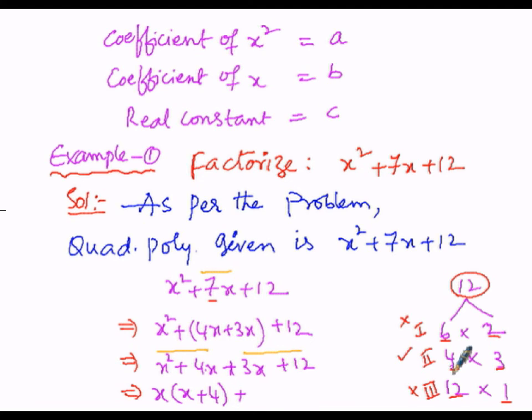Plus, the factors of 12 are 4 and 3. So when 3 is taken out, 12 can be written as 4 into 3. So 3 can be taken out from the factors of 12. When 3 is taken out as common out of this 3x, just x is left over within the bracket, plus 3 number of times, that is 4 times 3 is 12. Then now, among these two terms, the first term, x into x plus 4, and the second term, 3 into x plus 4, x plus 4 is common. Then now let us take x plus 4 as common.